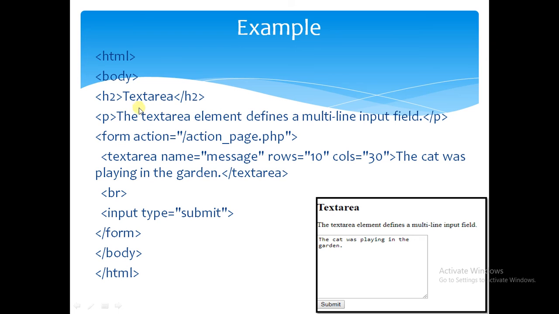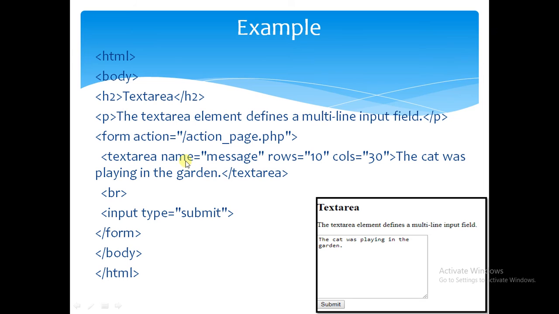So first, an H2 heading tag, we define the textarea, and this is the paragraph tag. In the paragraph tag, we define the multi-line input field. Here we can write 1 line, 2 lines, 3 lines and many lines. After that we create the form. Form action equal to page.php, which means that after clicking the submit button, the data will be sent to action_page.php.